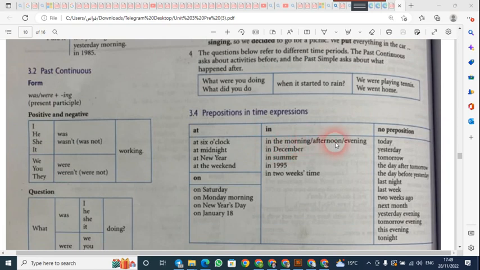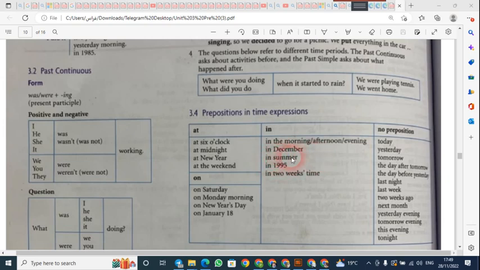In the morning, in the afternoon, in the evening. مع الأشهر with months. In December, in October. I was born in October. أنا ولدت في شهر تشرين الأول. But if I want to say the particular day, the specific day, لكن إذا أريد أن أذكر اليوم المحدد, I would say I was born on October the 1st.